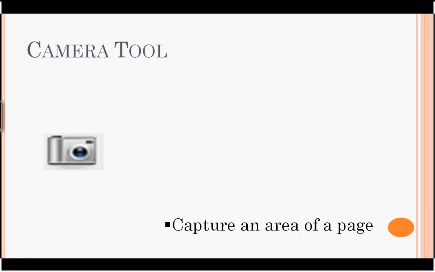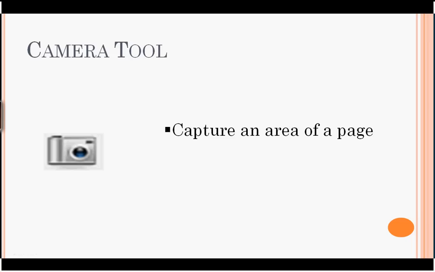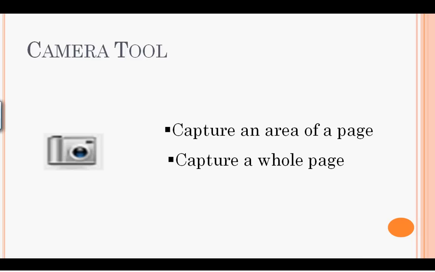Camera tool. The camera tool can be used to capture an area of a page, which is how I captured the camera on here and most of the items in this video. Or you can capture a whole page, which is how I captured the dual page and the screen shade. I used that to capture a whole page. It can also be used to capture a page within the web. You can use it for a web document as well. It does not have to be just in Smart Notebook.